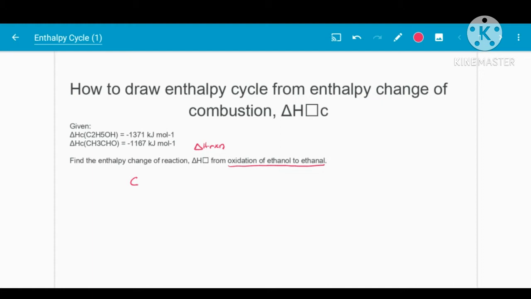So this is the first step: C2H5OH liquid reacts with oxygen gas, because it is oxidation, and produces ethanal, CH3CHO liquid, and H2O. Okay guys, so this is the first step, and the second step, we have to write down the chemical equation for the product of combustion.